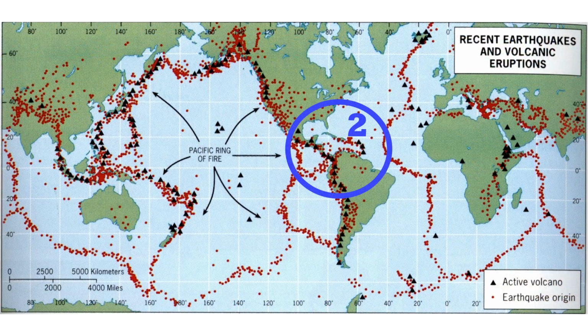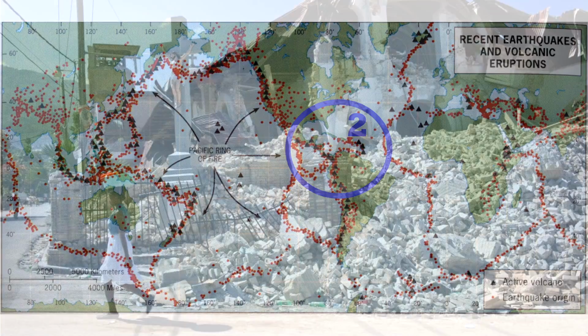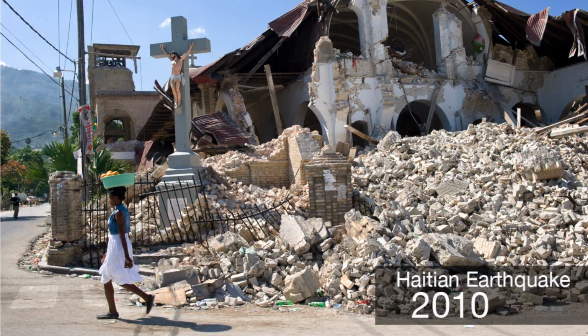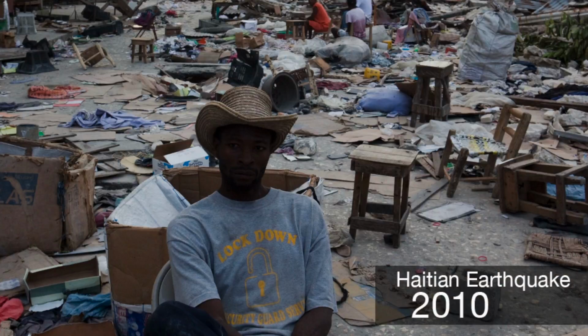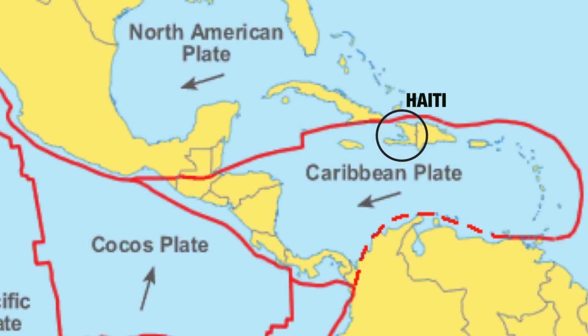A second oceanic collision occurred between the North American plate and the Caribbean plate in 2010 in the Great Haitian Earthquake of 2010. Again, the collision between two oceanic plates caused the snapping of these plates and this very destructive earthquake on the border between the Caribbean and North American plates.